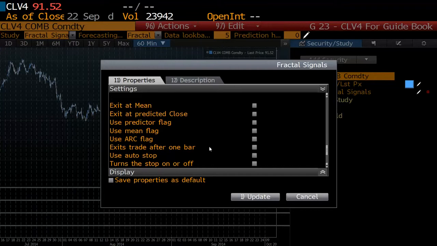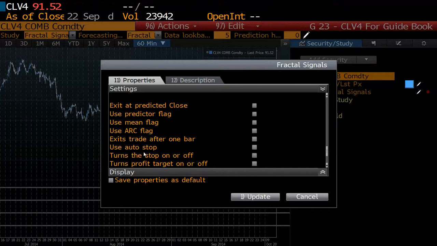Well, what will happen if you select that is that if the forecast suggests that the predicted close on the next bar is going to be higher than what your entry value is at, then it will exit the trade on that bar. However, if the prediction tells us that the close is going to continue in the direction that you desire based on your entry, then it keeps you in that trade. So it's possible that even if you have exits trade after 1 bar checked, you could still stay in a trade for multiple bars if the predictor tells us that the price is going to continue in the direction that favors the trade, which makes sense.